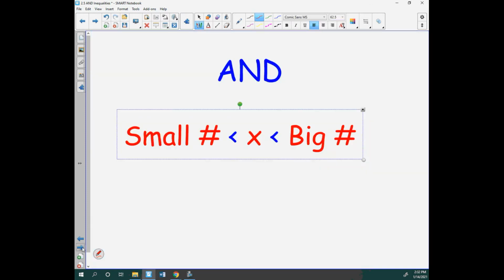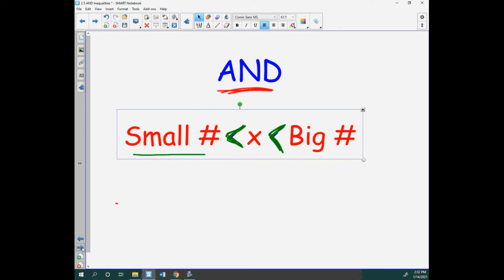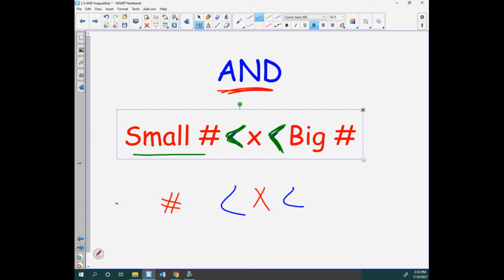All right, so here's the big takeaway for this one. The "and" inequalities, we're going to always follow a simple and straightforward pattern. It will be the small number followed by that sign, followed by x, followed by that sign, followed by the big number. Okay? Something to visually take away. Look, both things are opening to the right, right? Both mouths are opening to the right. It's always going to be that way. And then just different numbers over here, right?